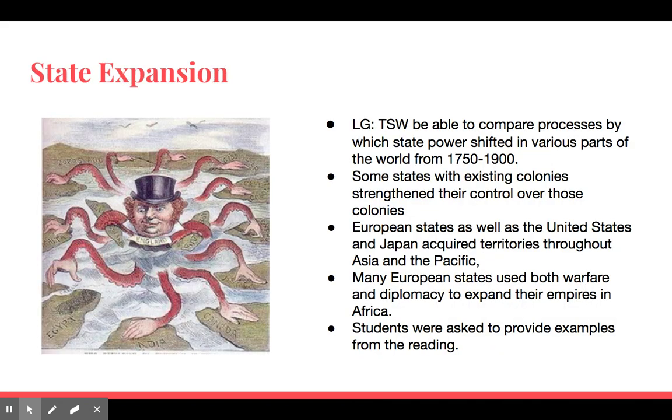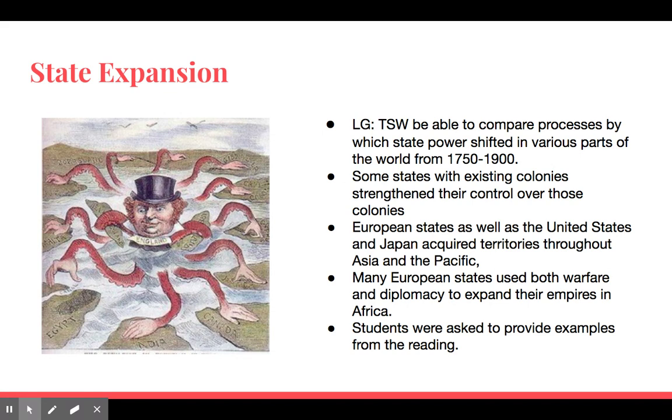We talked about state expansion. The learning goal was that students would compare processes by which state power shifted in various parts of the world from 1750 to 1900. We came up with examples of states with existing colonies strengthening their control of those colonies, like the British in India, and how European states, as well as the U.S. and Japan, acquired territories in Asia and the Pacific: the United States in the Philippines and Hawaii, and Japan taking over regions of Korea and Manchuria. Many European states used warfare and diplomacy to expand their empires in Africa, like the British in South Africa and the Belgians in the Congo.